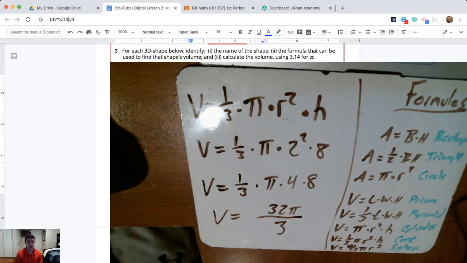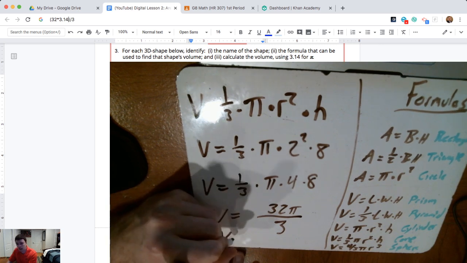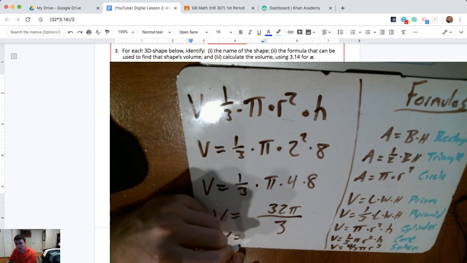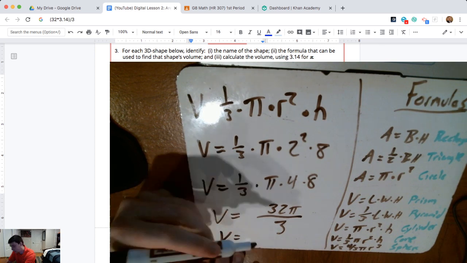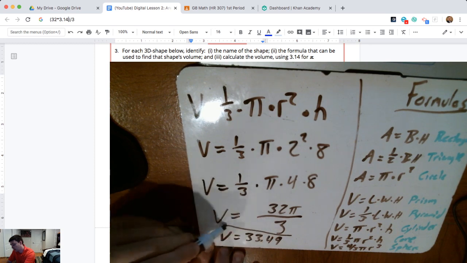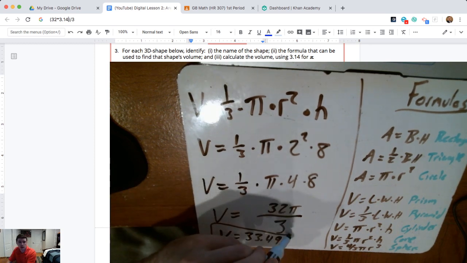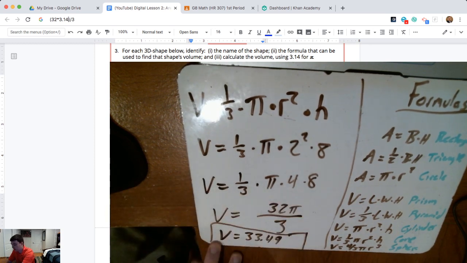If I type pi into my Google calculator, it's going to actually use 3.141592, that big long number that you'll memorize. So if I use 3.14, I'm getting to the same answer as Donald. If I use 3.14 for pi, I'm going to end up at 33.49. The 3 keeps repeating. I'm going to just round off to the nearest hundredth, which in this case is 33.49 cubic inches.